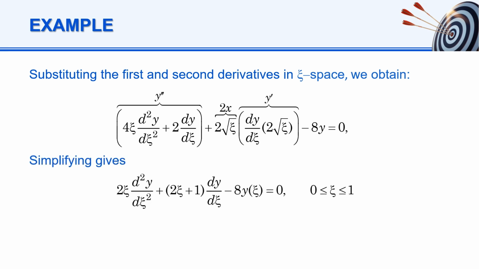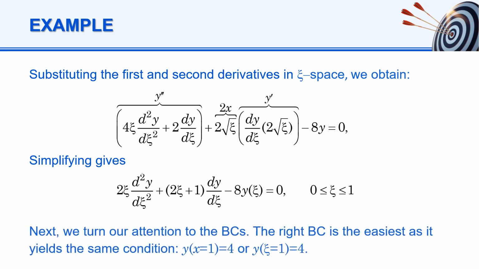Next, we turn our attention to the boundary conditions. The right boundary condition is the easiest as it yields the same condition. Y value at x equals 1 is 4, or y at Xi equals 1 is also 4, since Xi is 1 for x equals 1 due to the transformation equation.